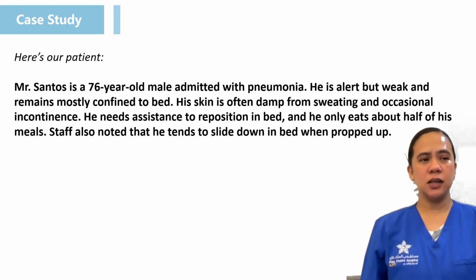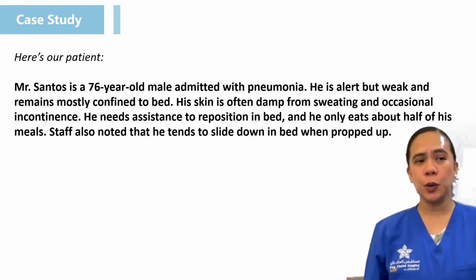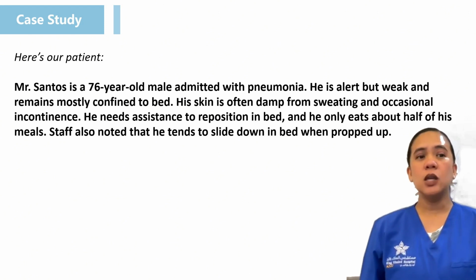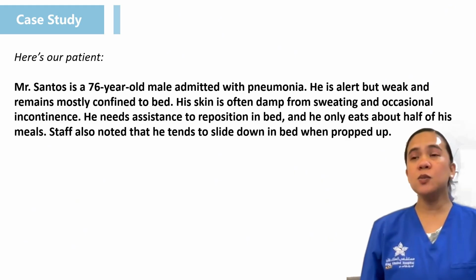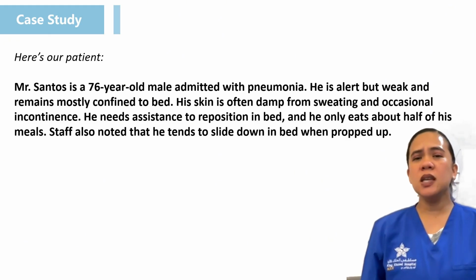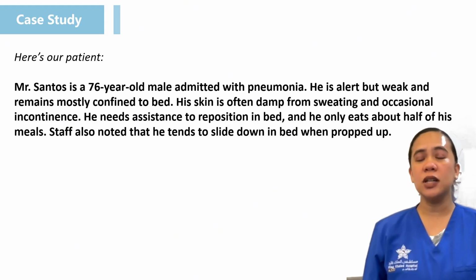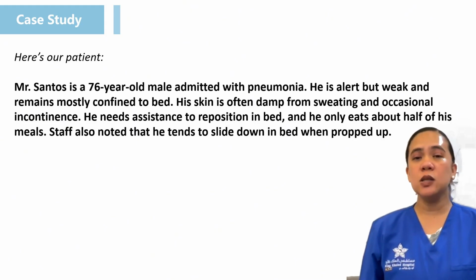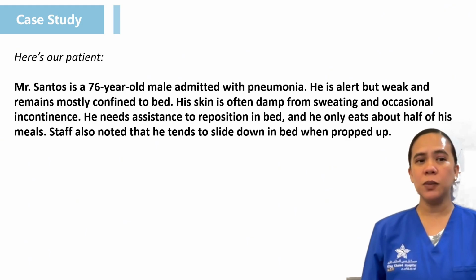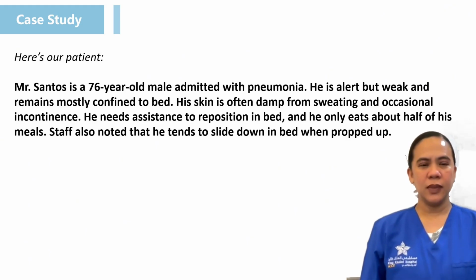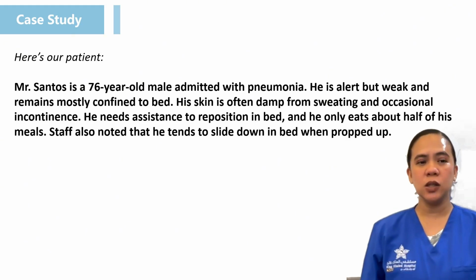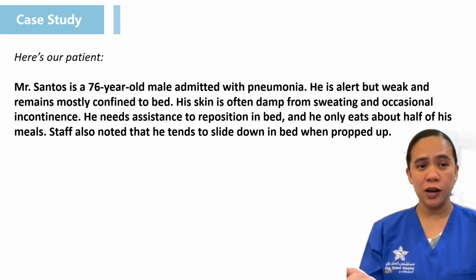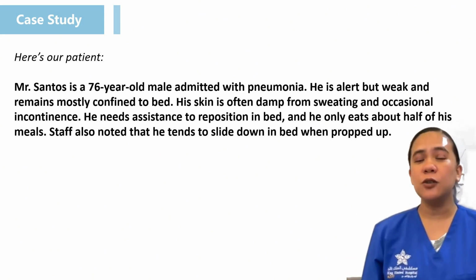Here's our patient. Mr. Santos is a 76-year-old male admitted with pneumonia. He is alert but weak and remains mostly confined to bed. His skin is often damp from sweating and occasional incontinence. He needs assistance to reposition in bed, and he only eats about half of his meals. Staff also noted that he tends to slide down in bed when propped up. Now, let's assess Mr. Santos using the Braden scale. I'll guide you through each category, and together, we'll estimate his scores based on the information provided.